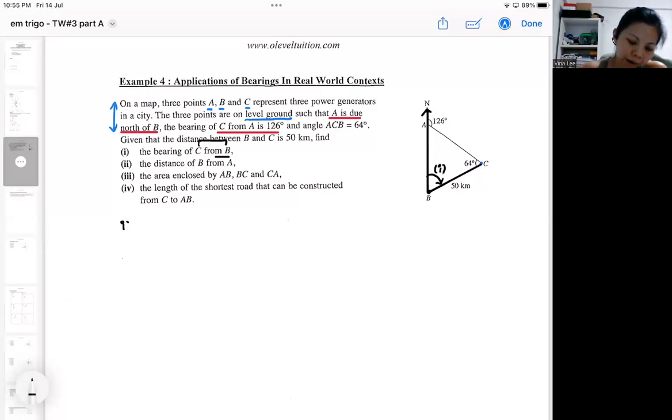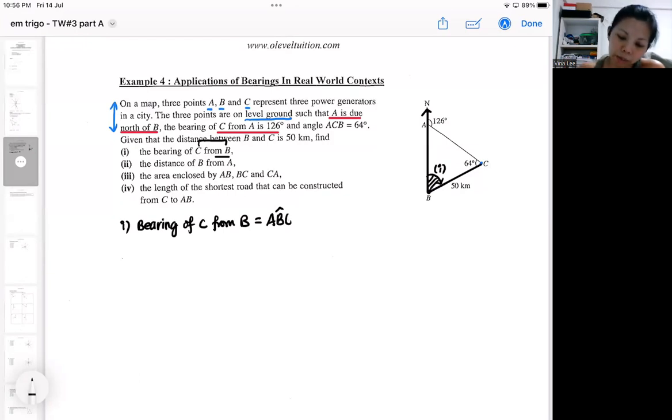So you need to identify which angle is the bearing. Of course, if you do not identify correctly, then you end up finding the wrong angle. So in this question, I'm interested to find the angle ABC.